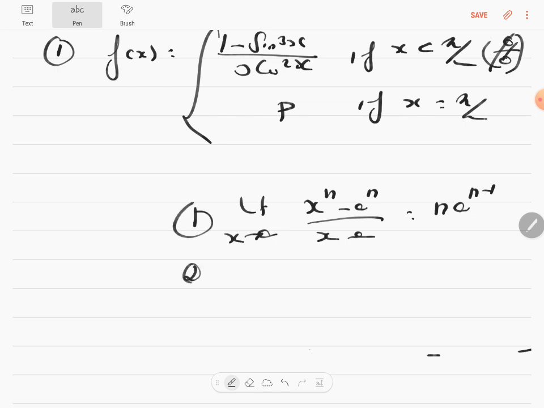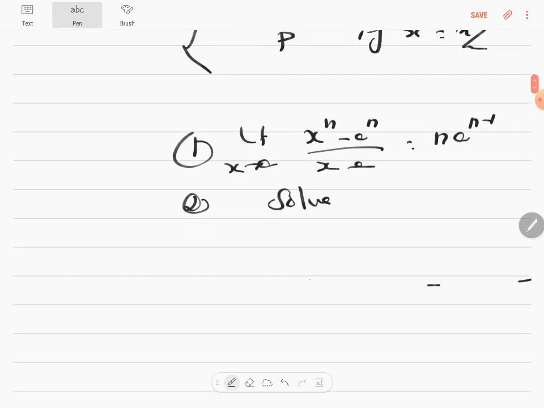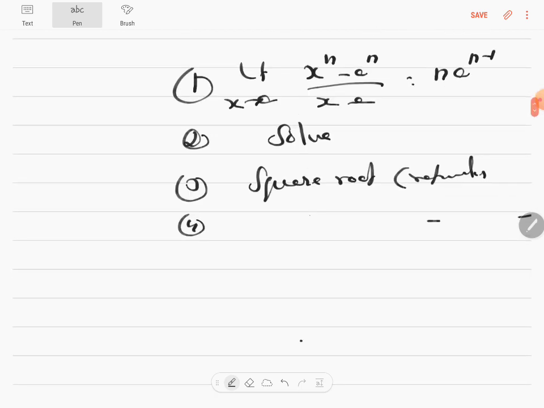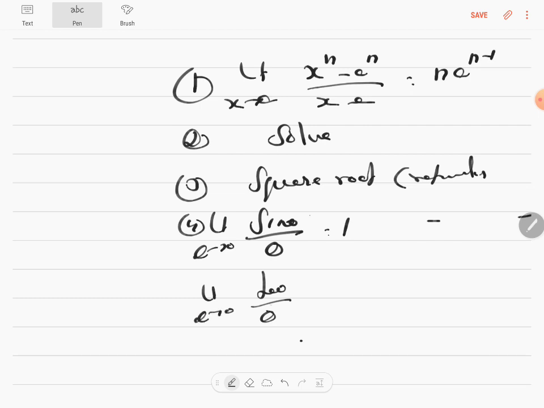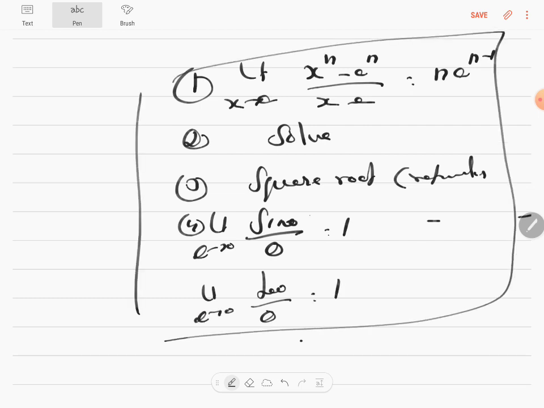Trick number 2: if it's an algebra, you try to solve the algebra. Solve the denominator so that the denominator does not become 0. The third one, if you see a square root, you will rationalize. Then the next trick is, if you see sin theta by theta, limit theta tends to 0, it is 1. Similarly, tan theta by theta, limit theta tends to 0 is also 1. So these are the tricks that you will adopt to solve a sum in limits, same as continuity.